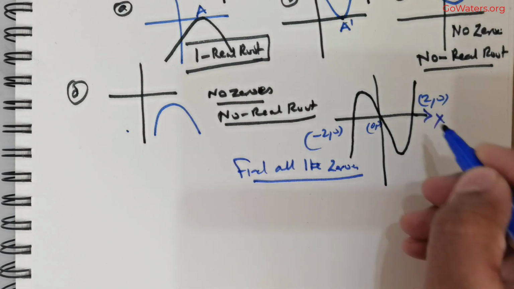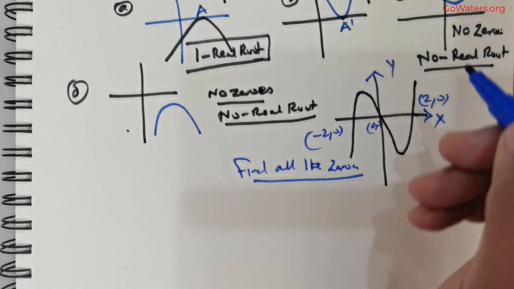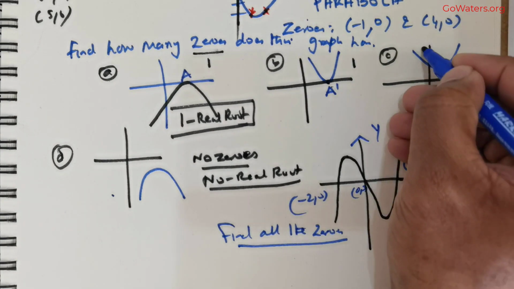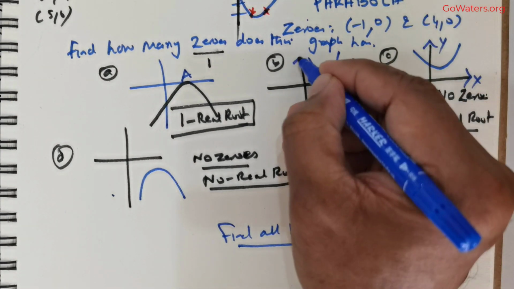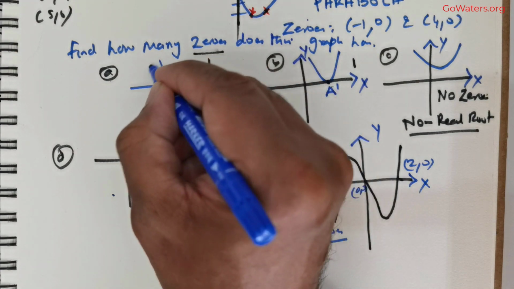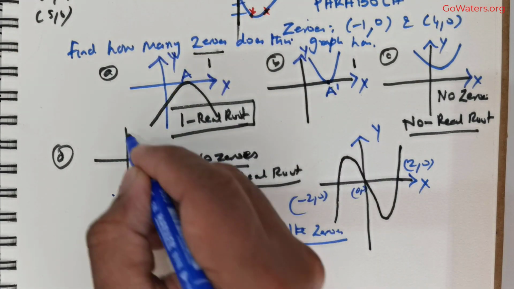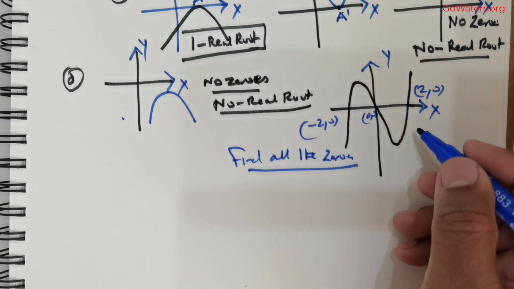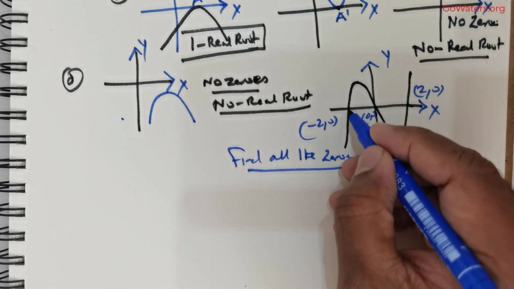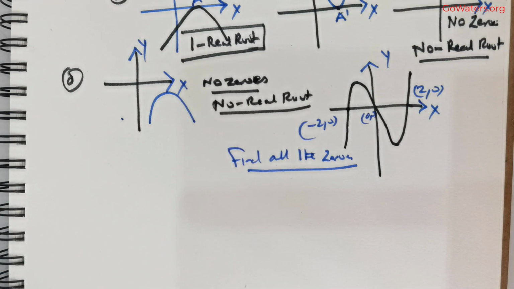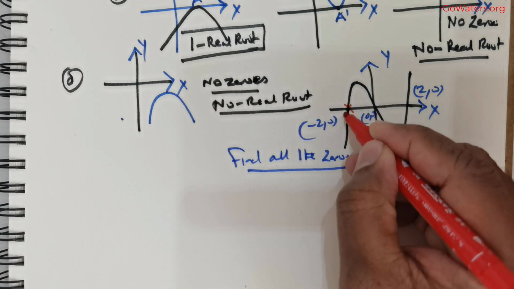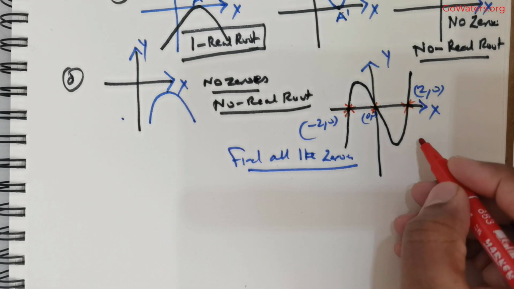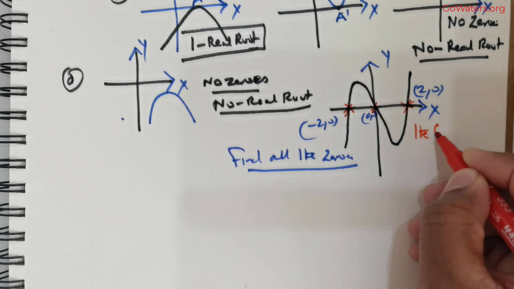This is the x-axis, this is the y-axis. So what are the zeros that you think this graph has? Now clearly there is an intersection here. You're right, there is an intersection here. There is an intersection here. There is an intersection here. So you can state that the graph has 3 zeros.